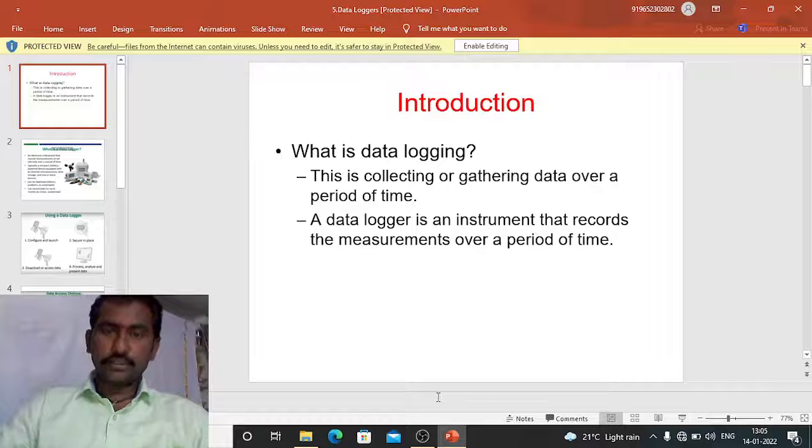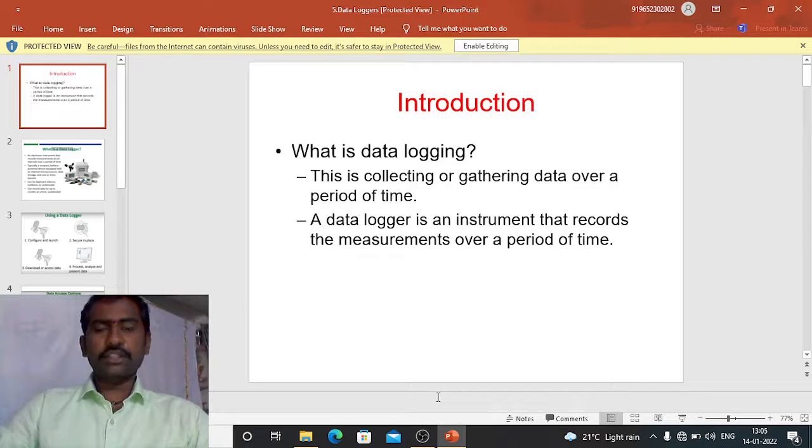Dear students, in this video, our discussion is regarding data logging and data loggers, which are various instruments. First of all, we will know what data logging is, what a data logger is, what the different types of data loggers are, and what the applications of data loggers are.